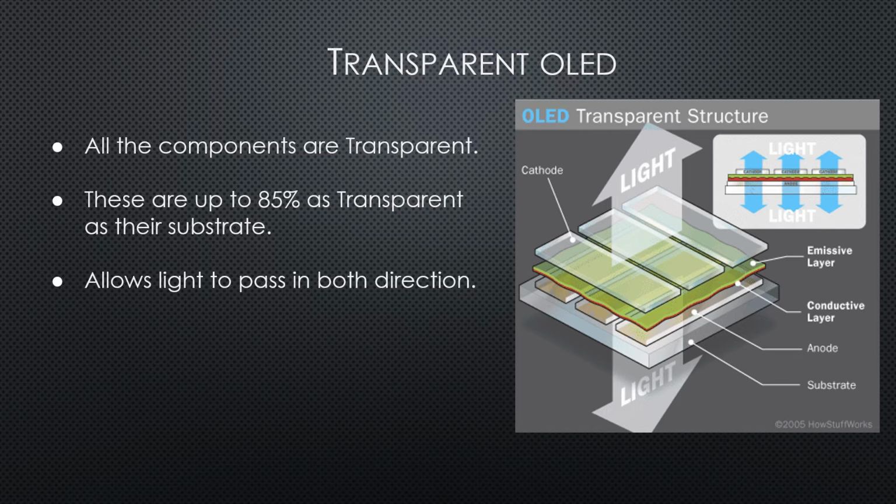And now the third type of OLED is the transparent OLED. In this, all the components of OLED are transparent, that is emissive layer, conductive layer, cathode, anode and substrate all are transparent. These are up to 85% as transparent as their substrate. It allows light to pass in both directions.